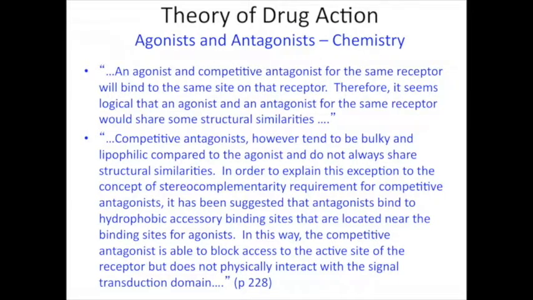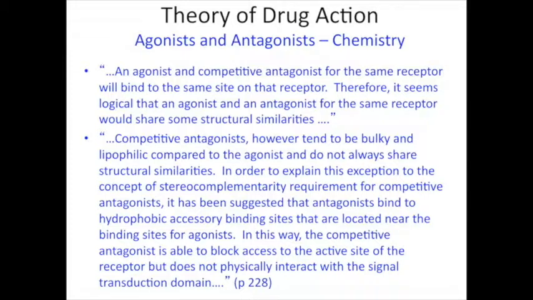A little bit of chemistry, which I sort of didn't know. I probably should have known this before. Generally, antagonists are bigger and bulkier than agonists. I had seen that in a lot of pictures, but I didn't understand why. Part of the reason, as the text describes, is that competitive antagonists tend to be bulky and lipophilic compared to the agonists, and don't always share really tight structural similarities.